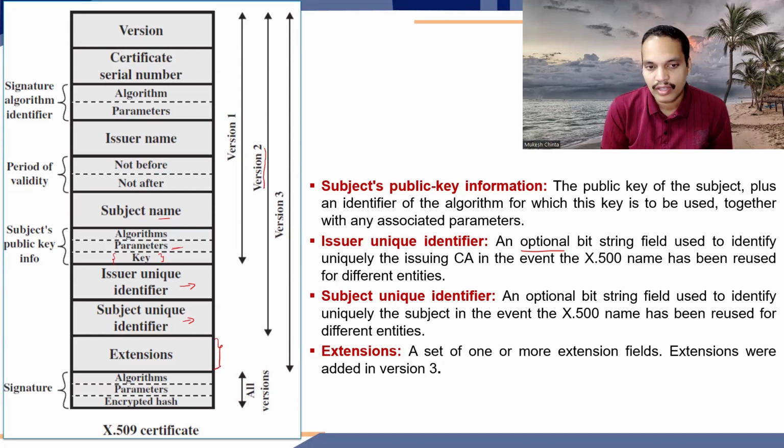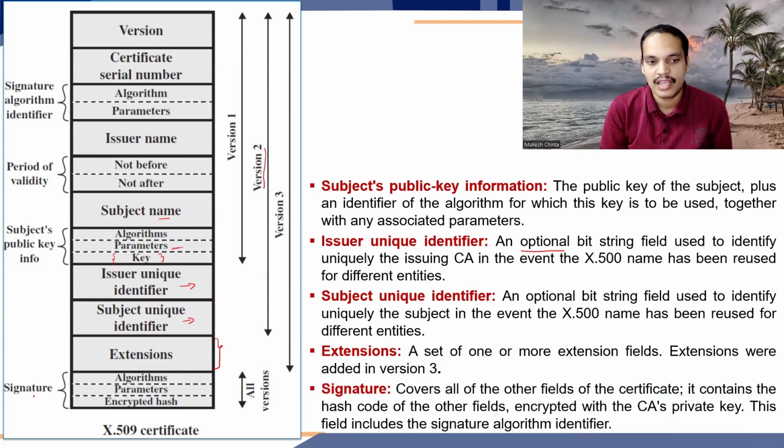And the last part, this is all the information. The last block here is the signature block. You can see that the signature block covers all of the other fields of the certificate. It contains the hash code of the other fields. So if I take a hash from here till the last field added here, and then encrypt the hash value using the private key of the certificate authority, I get the signature. So this has my certificate values and then the encrypted hash, or the signature, of the CA.